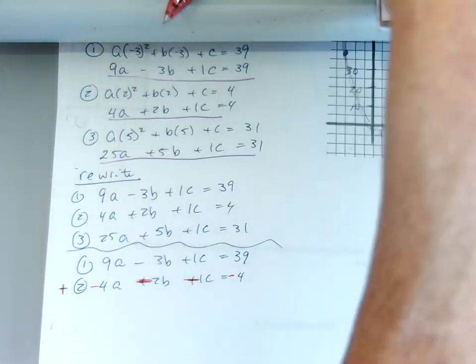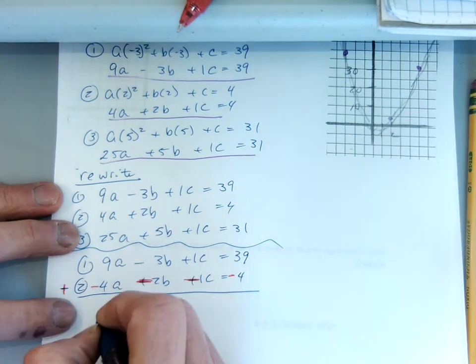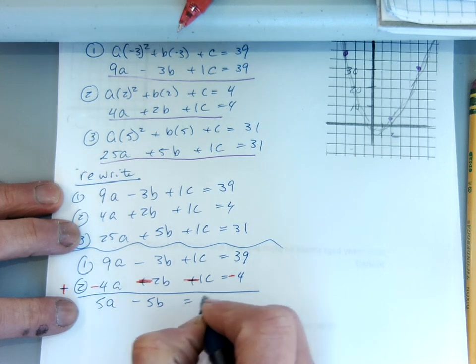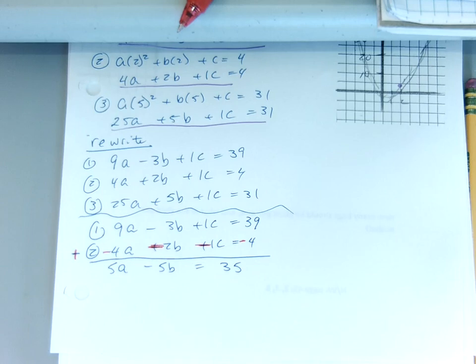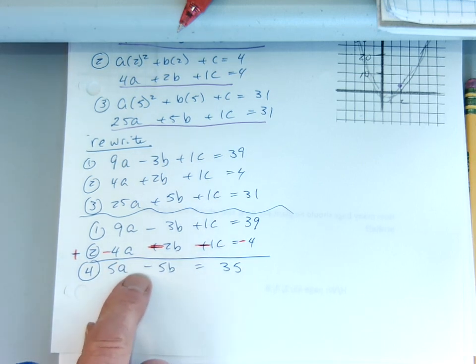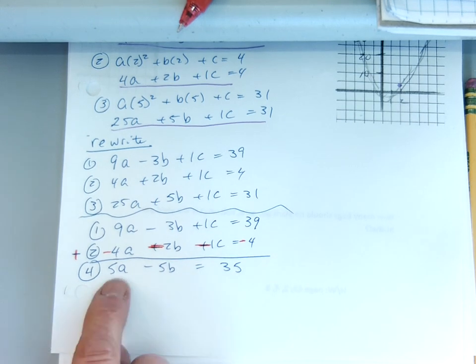okay? So then, when I add a negative, I'm going to have a 5a minus a 5b equals a 35. And that's a new equation, right? That is a new equation, so I'm going to call that equation 4, okay? So I need to make an equation 5 that is like equation 4. Okay, now listen. I need to make another equation, but I need to make an equation with a's and b's. Does that make sense? I need to make equation 5 with a's and b's.